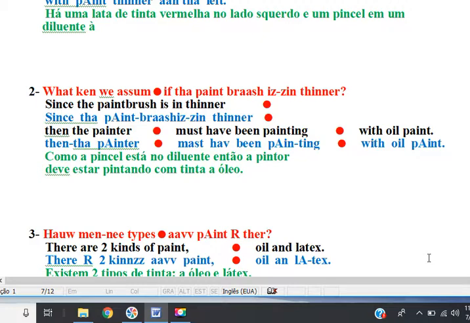What can we assume if the paintbrush is in thinner? Since the paintbrush is in thinner, then the painter must have been painting with oil paint.